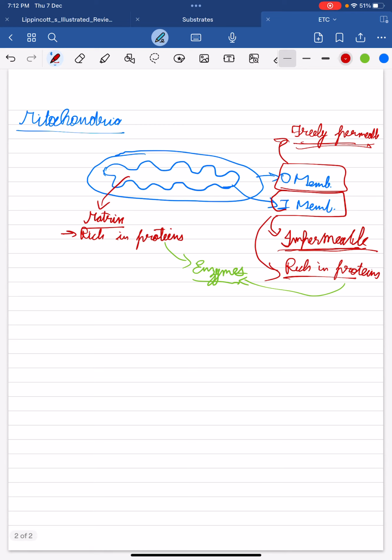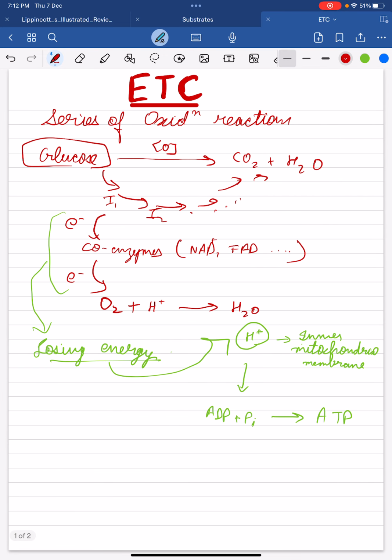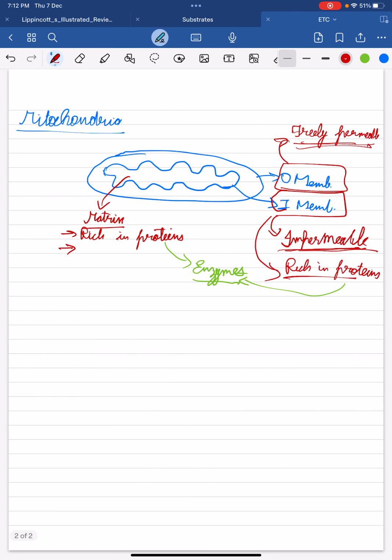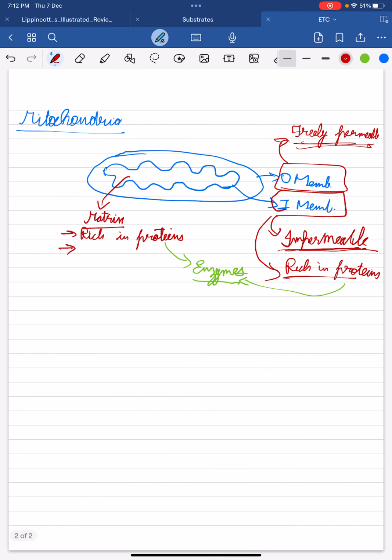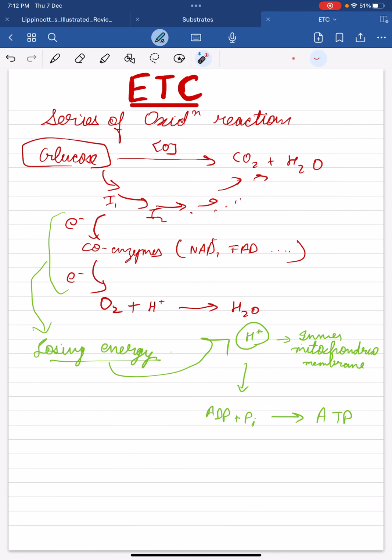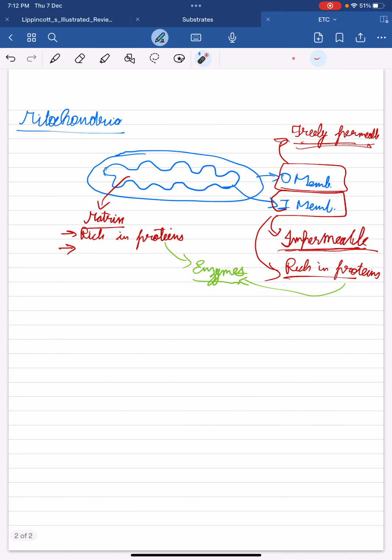What else would the matrix be containing? See, if electron transport chain is occurring in the matrix, the substrates required in this process would surely be present here. So what is required in this process? It is these coenzymes or electron carriers like NAD plus and FAD. So these would definitely be present in the matrix in order for electron transport chain to occur.